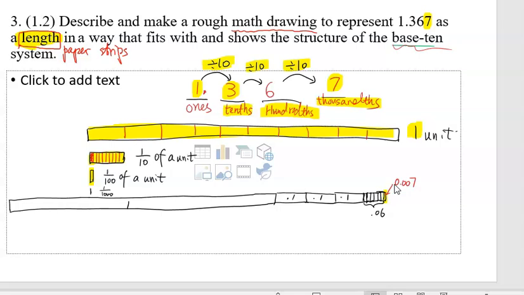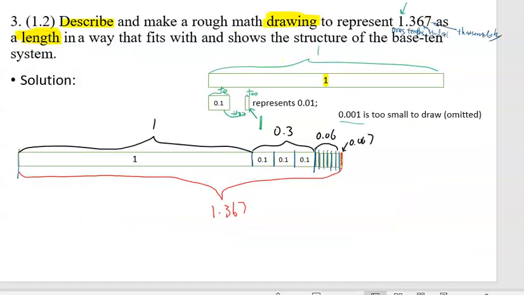This last piece that I added, that's our 0.007, the 7,000ths. Notice that I did not leave any gaps between any two paper strips, and it's all connected together. And from the left end, from here all the way to the right end right here, that is the number 1.367.